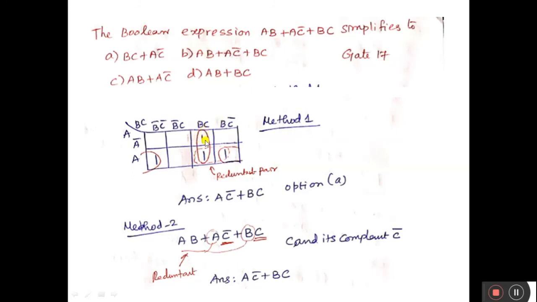I can combine these two 1s and I can combine this one and this one. So if I write the equation for this, it becomes BC. For this one, AC bar, and the extra value common between these two combinations is a redundant pair. No need of that redundant pair. So from this, the option is option A.